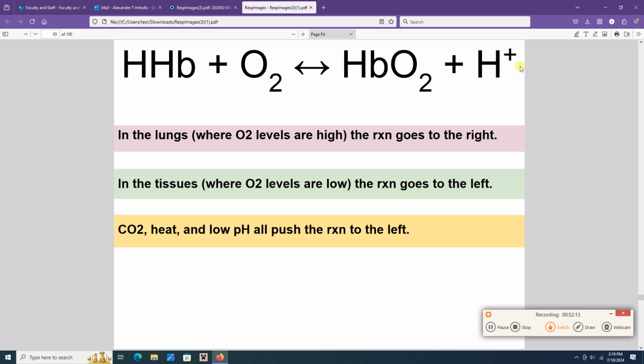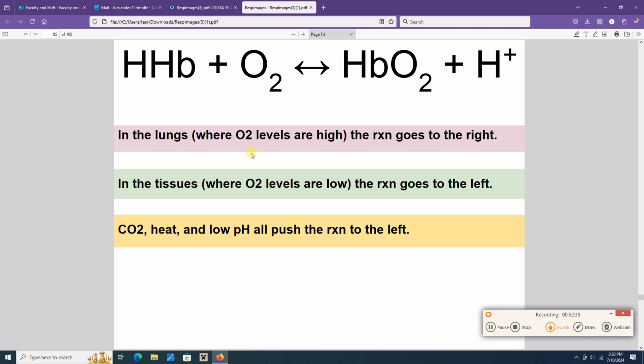We make oxyhemoglobin in the lungs because we're picking up oxygen. In our tissues, where oxygen levels are lower, the reaction goes to the left. So oxyhemoglobin lets go of oxygen, leaving us with deoxyhemoglobin. So we're letting go, we're dropping off oxygen in our tissues.